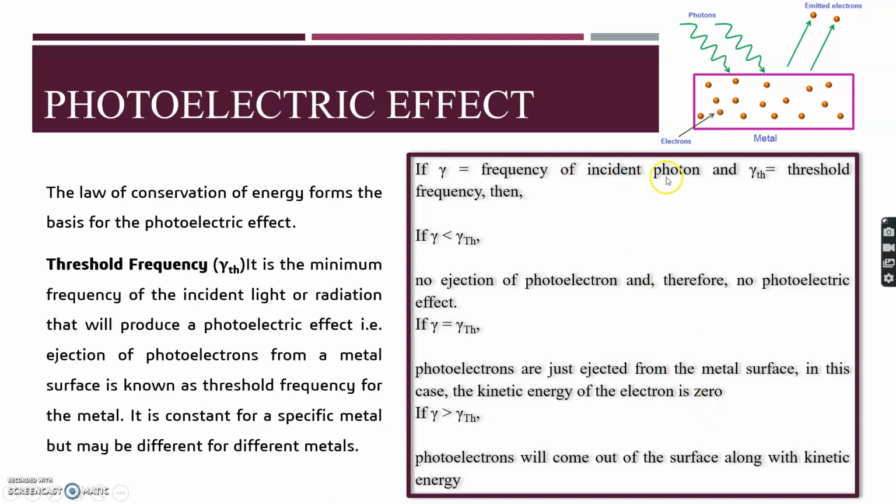When the frequency of incident photon is greater than the threshold frequency, then photoelectrons will come out of the surface and have a sufficient kinetic energy.